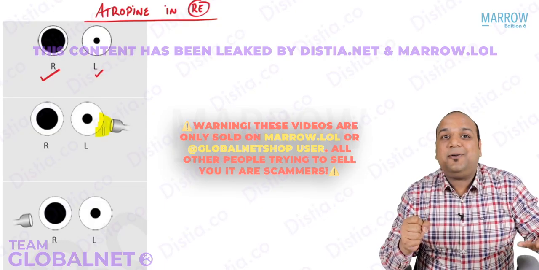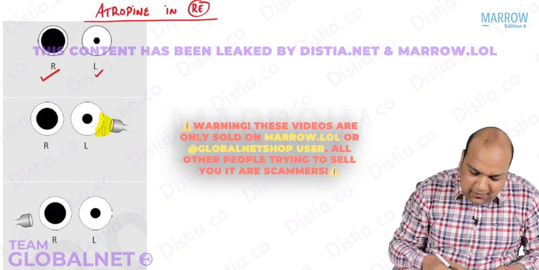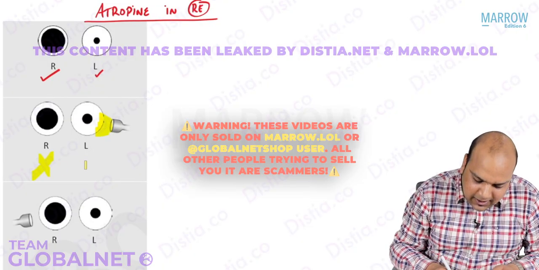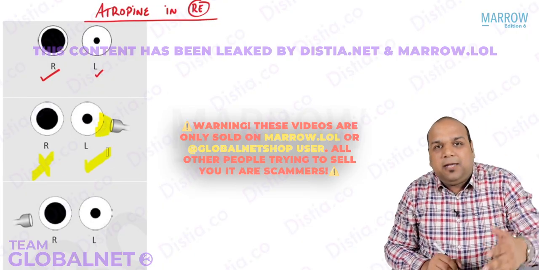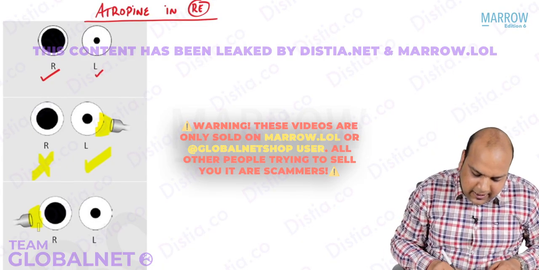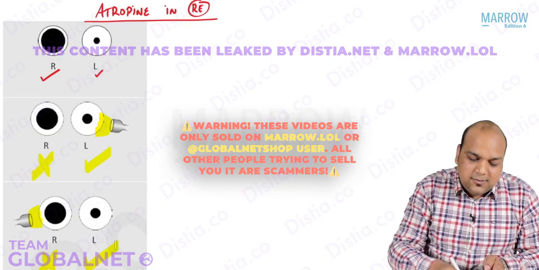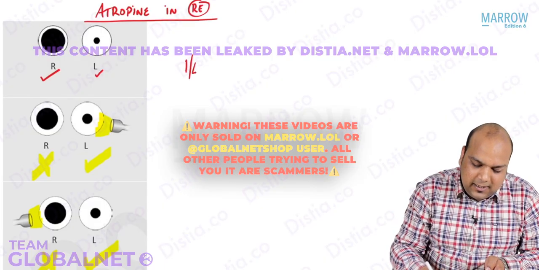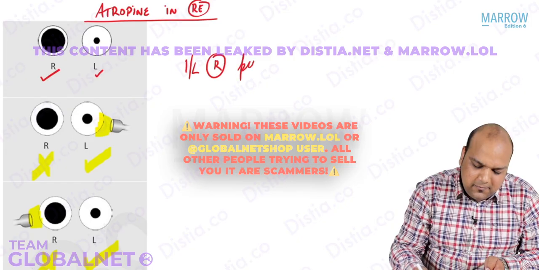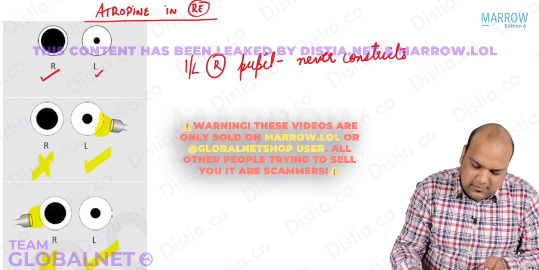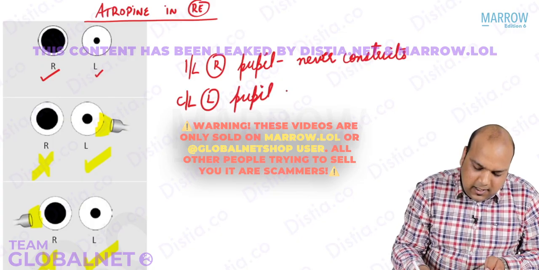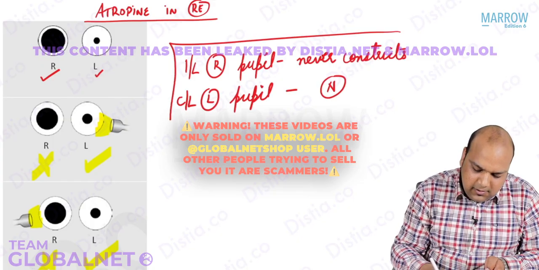You understand what I'm trying to say? So the right pupil will not be able to constrict, but the left pupil will constrict. The same thing will occur when you throw light on the right eye. Right pupil will not constrict, but the left pupil will constrict. So that means if I write, ipsilateral right pupil never constricts, but the contralateral left pupil can constrict, is normal.